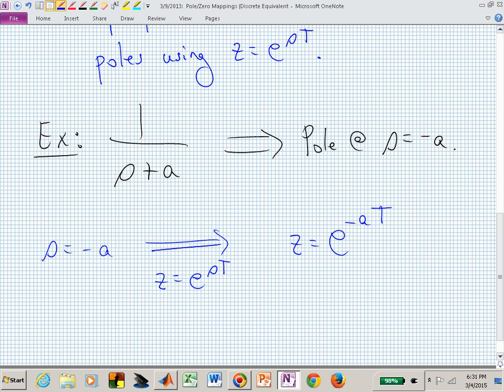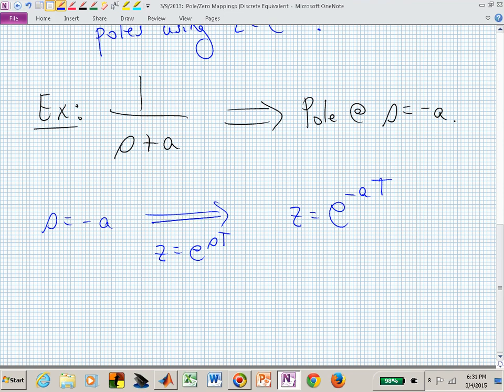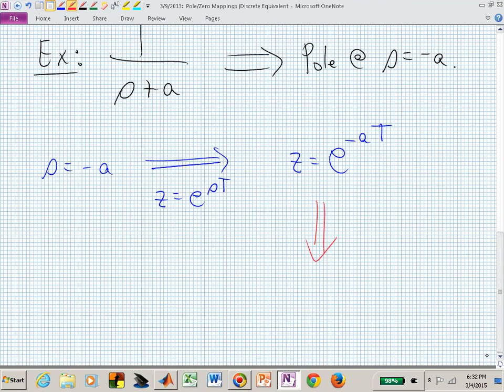E to the minus 6 times 0.007. That's less than 1, isn't it? That's inside the unit circle. That's a good spot. Now, if we know that we want a pole there, what's the factor going to look like in the denominator of our approximation, of our discrete equivalent? If we know we have a pole located at z equal to e to the minus aT, what factor do we need to introduce into our transfer function, capital H of z, to accommodate a pole at that location?